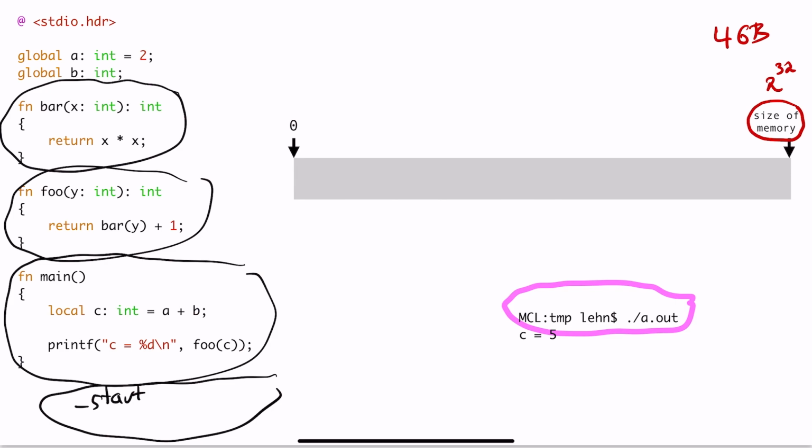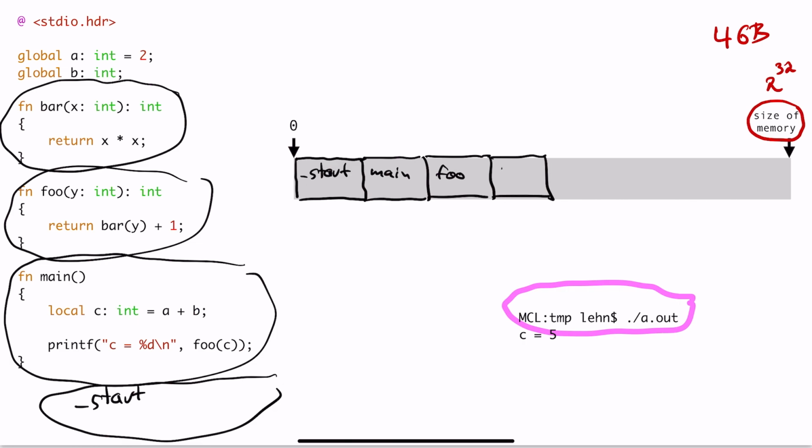So when this executable gets loaded into memory, you can think of it that one block in memory will be initialized with the machine code for this _start function. Another block with the machine code for function main. Another block for function foo. And a block for function bar. And then this region of the memory will be called the text segment. I simply call it text.